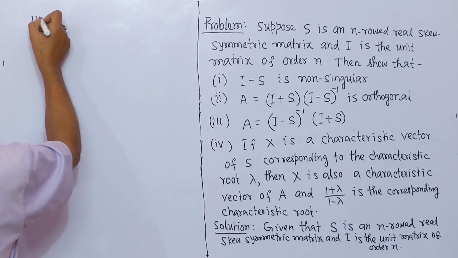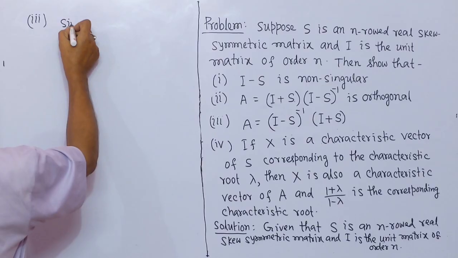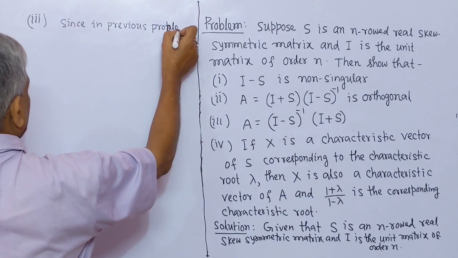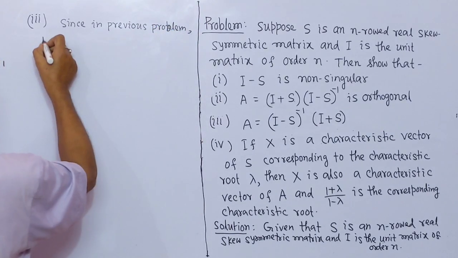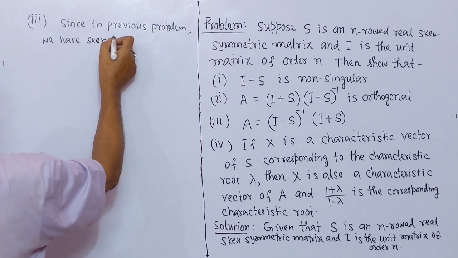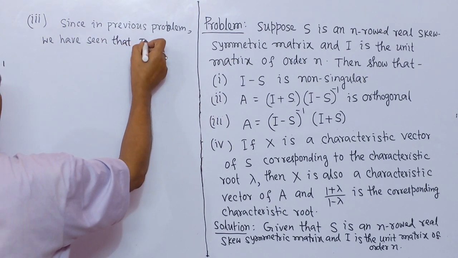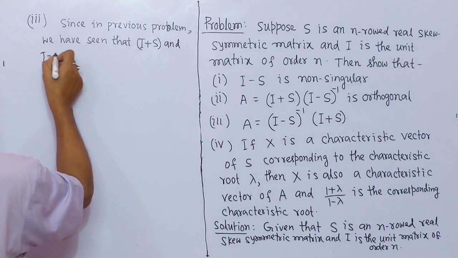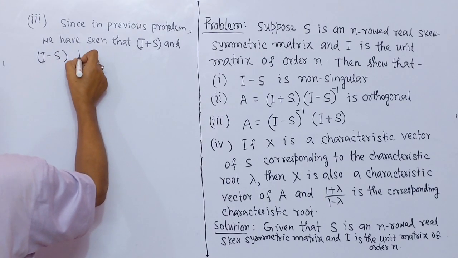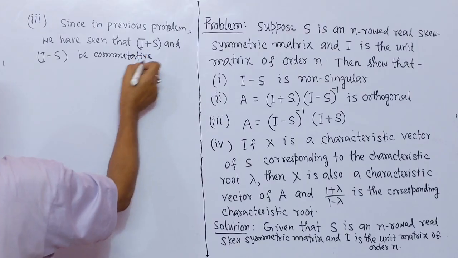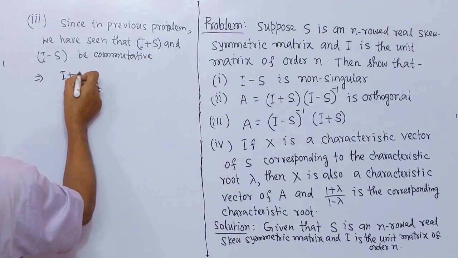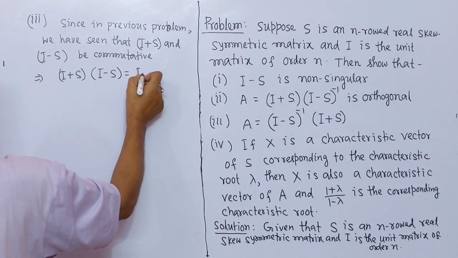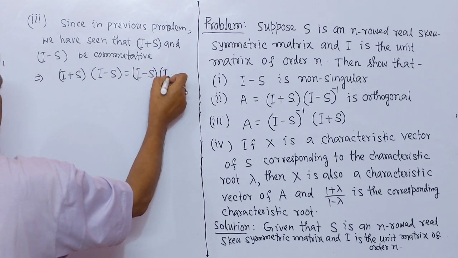Number 3. Since in the previous problem we have seen that I plus S and I minus S are commutative, it implies that (I plus S) multiplied by (I minus S) equals (I minus S) multiplied by (I plus S).